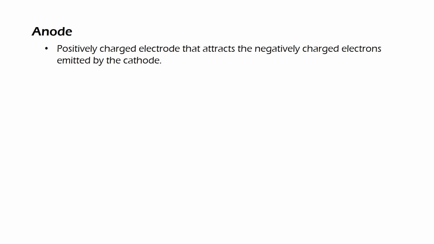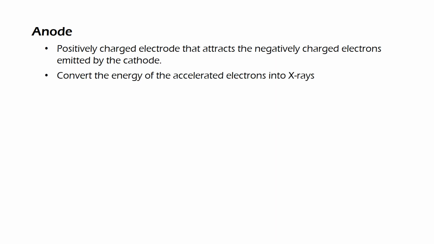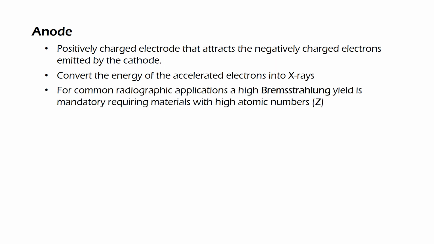Anode. An anode is an essential component of an X-ray tube that is located opposite to the cathode. It is a positively charged electrode that attracts the negatively charged electrons emitted by the cathode. The primary function of the anode is to convert the energy of the accelerated electrons into X-rays. For common radiographic applications, a high bremsstrahlung yield is mandatory, requiring materials with high atomic numbers, Z.